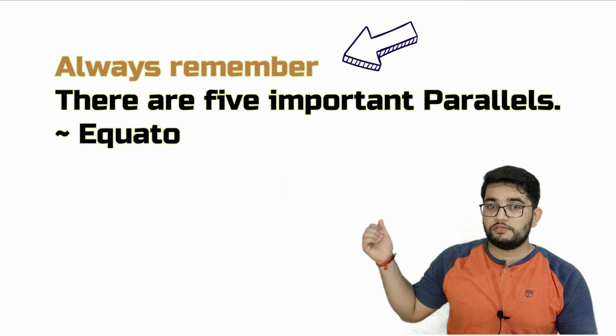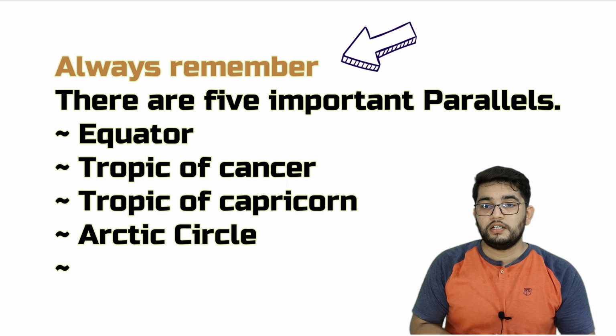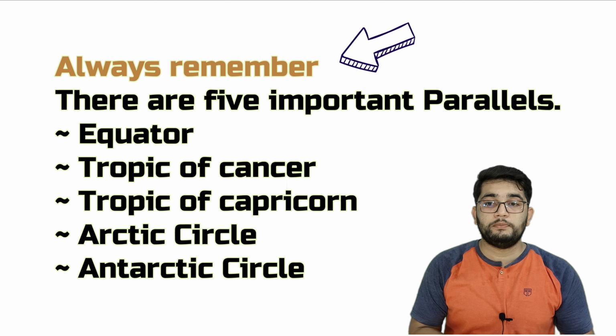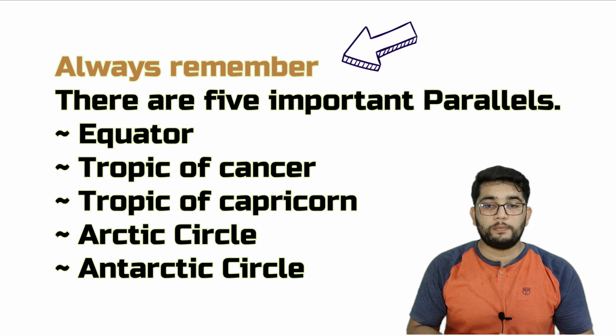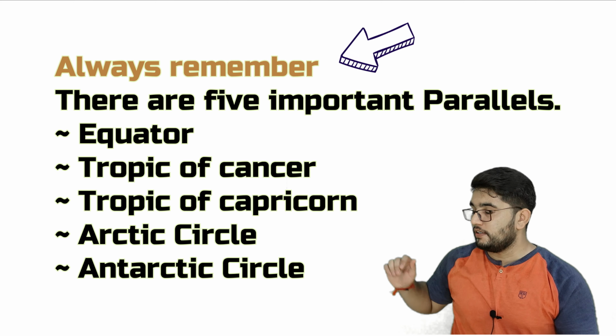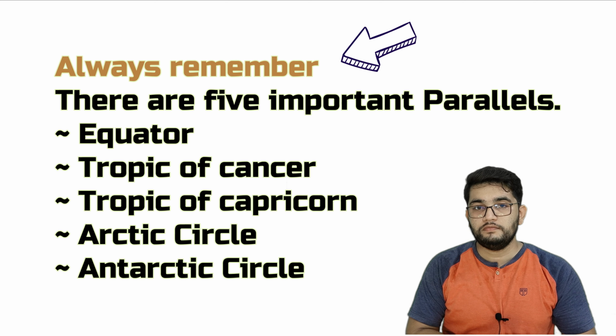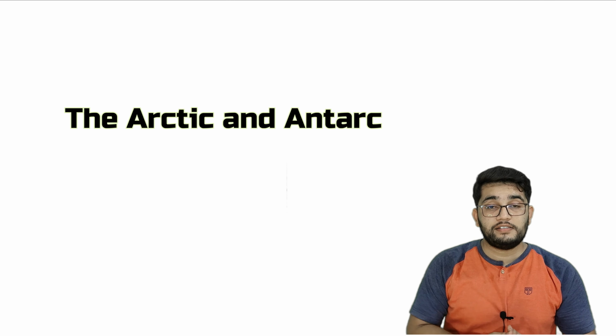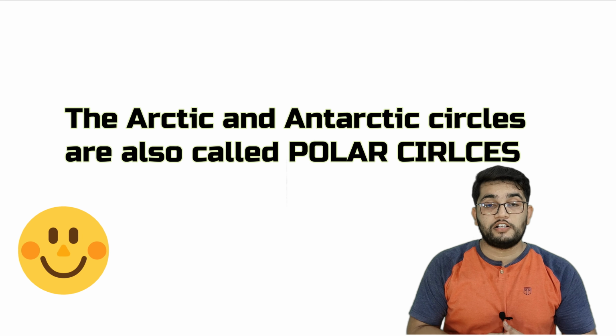So among 181 parallels, these were the important ones. Always remember there are 5 important parallels: the equator, Tropic of Cancer, Tropic of Capricorn, Arctic Circle and Antarctic Circle. The Arctic Circle and Antarctic Circle are also called polar circles or tundra circles.